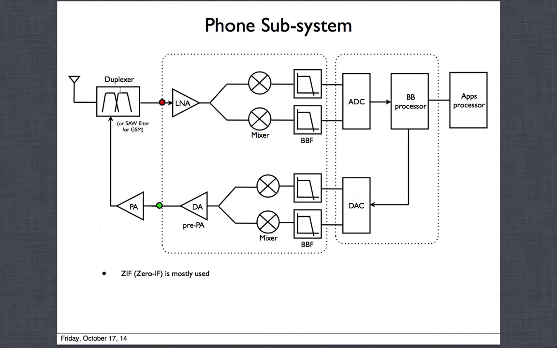GSM doesn't need a duplexer, GSM needs the SAW filter. If I didn't have the SAW filter, and I gave such a brutal blocker profile signal with blockers to this guy here, it'll probably wash this out. He won't be able to handle it, right? That's why in case of GSM, we have a SAW filter.